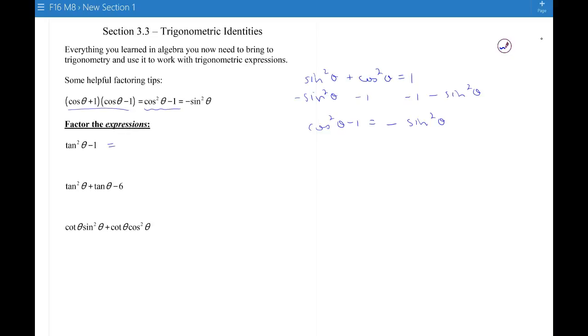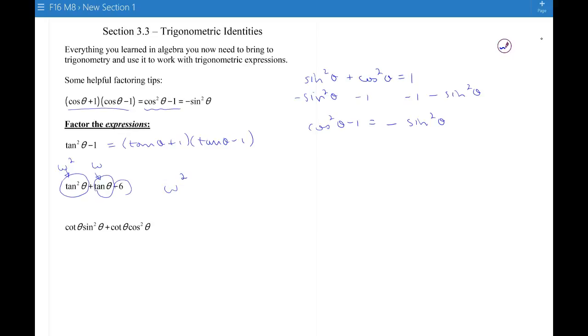So factor this expression: it is a difference of squares. So tan theta plus 1, tan theta minus 1. And then we have tan squared of theta plus tan theta minus 6. So you need to see this as term 1, term 2, and term 3. Terms are added or subtracted. And we have a tangent squared, so this is like a w squared. And then tangent is like w.